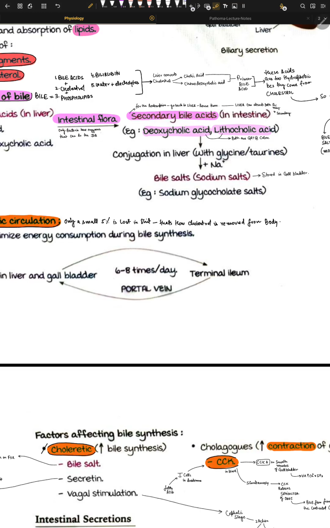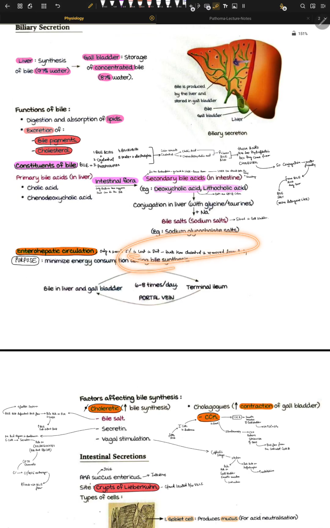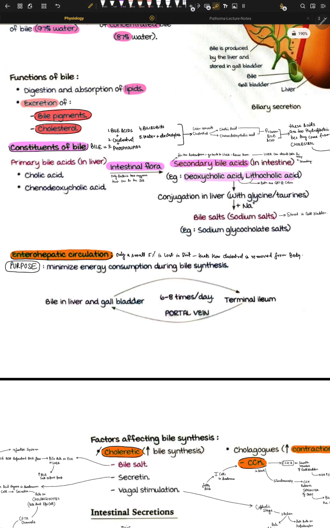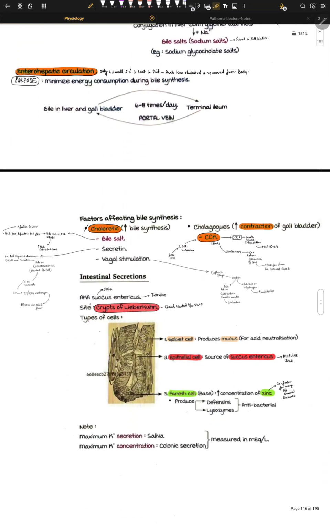Now imagine if we have to remove a lot of cholesterol. What we can do is actually stop this circulation. We can reduce the number of circulations, and then we can remove a lot of cholesterol. So that's the concept of cholesterol removal and of enterohepatic circulation. Note that the bile that returns from the terminal ileum to the liver travels via the portal vein, right? That's very important to remember. So that was bile secretion.